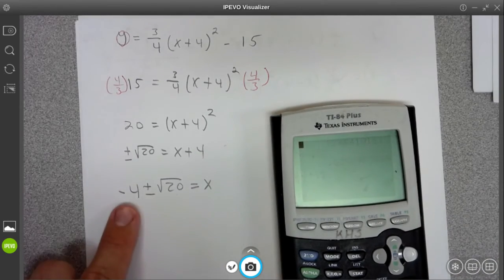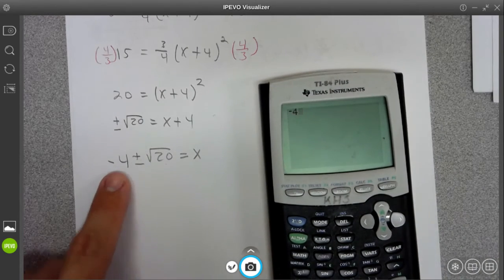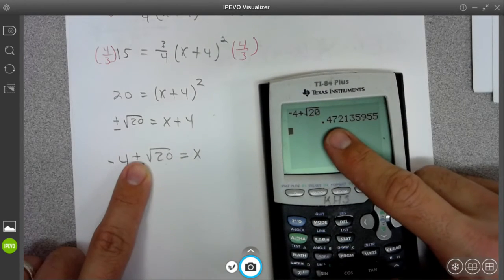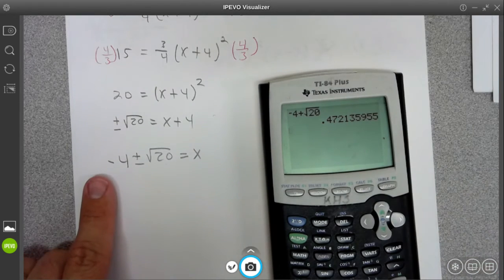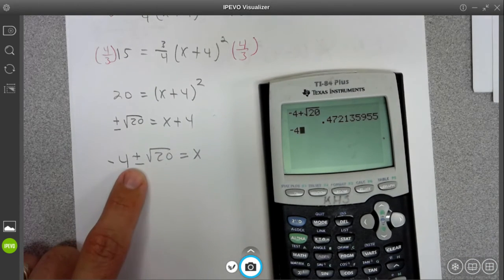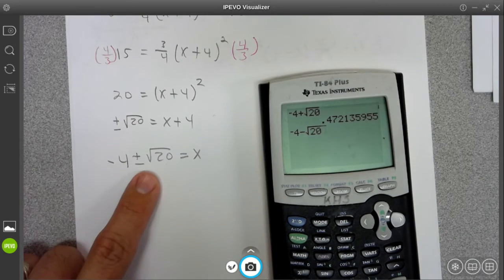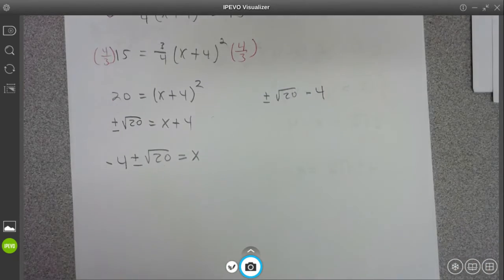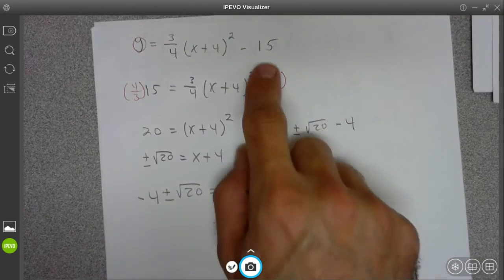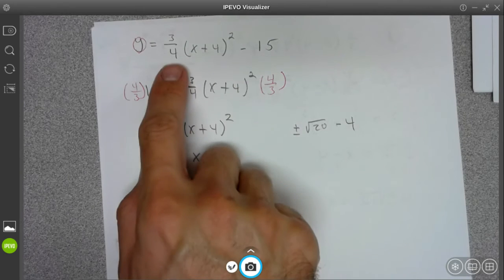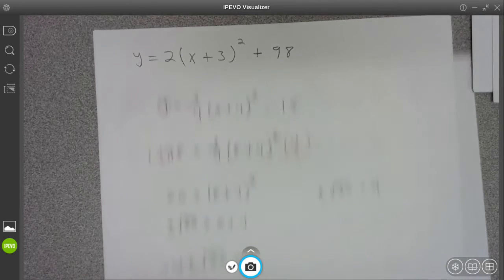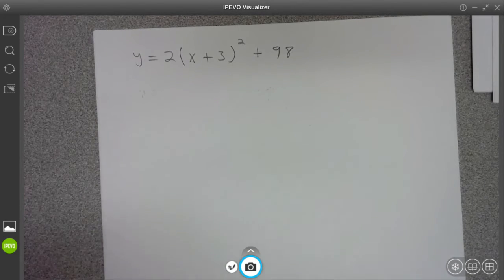Let's see what they are as decimals real quick. Negative 4 plus root 20. Okay, so 0.47. That's one of our answers. And then we would need to do negative 4 minus root 20. Negative 8.47. Okay. Not too bad. So the trick is, move that one over. And then to get rid of the fraction here, you just multiply by its reciprocal. I'm going to do this last one real quick. I don't think it takes too long.